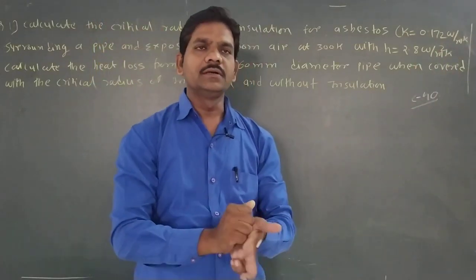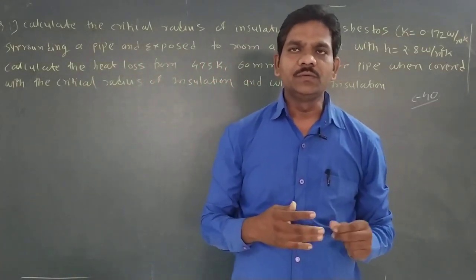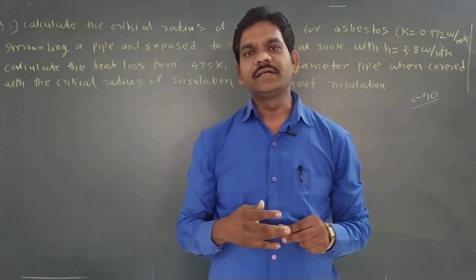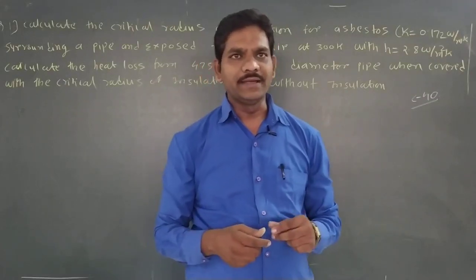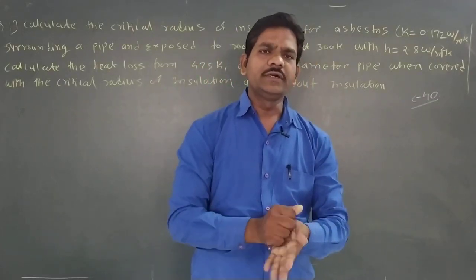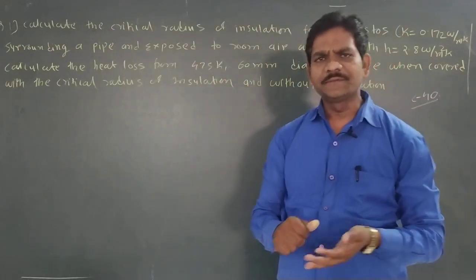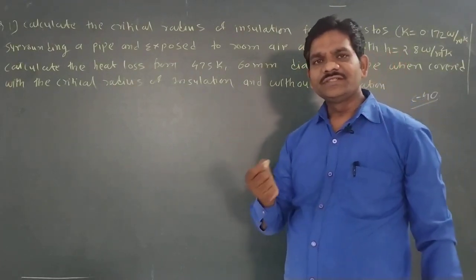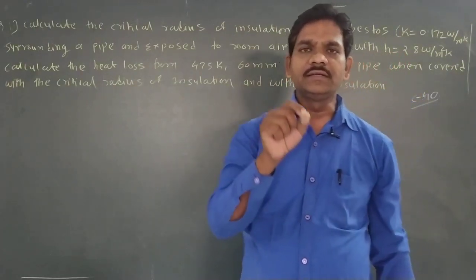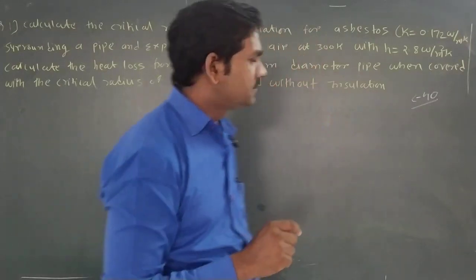So, yesterday students, we had started unit number 2. The name of the unit is critical thickness of insulation, thin and lumped heat analysis. Yesterday we saw the derivation of critical thickness of insulation for a cylinder and sphere. Today we have to start the numericals which depend on the critical thickness of insulation of cylinder and sphere. So, let us start the problem.